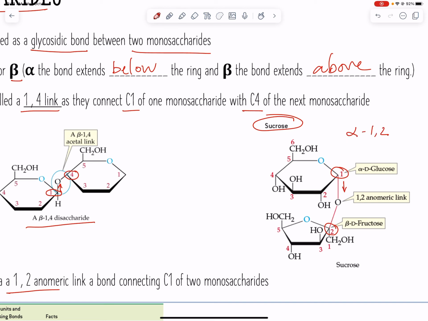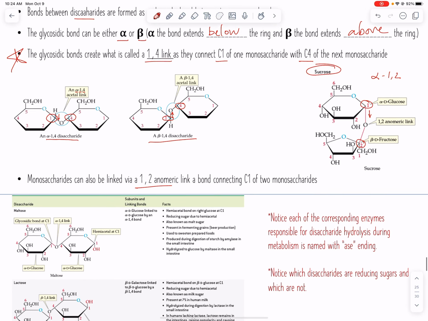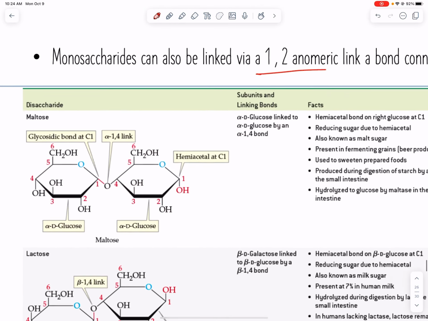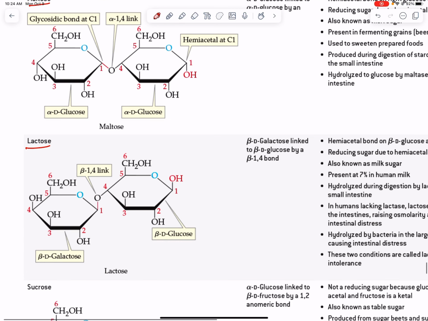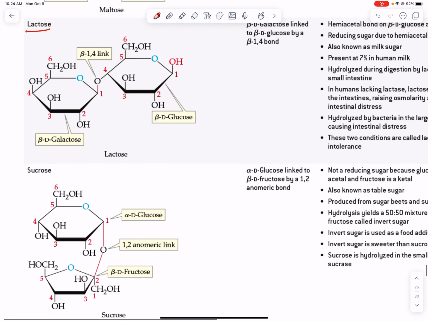So that one's kind of unique. I think there's some more pictures of these on these tables. So again, these are kind of showing you maltose is a very common disaccharide, lactose, very common disaccharide, alpha 1,4, beta 1,4, and there's sucrose, which is a beta 1,2 anomeric bond or glycosidic bond.